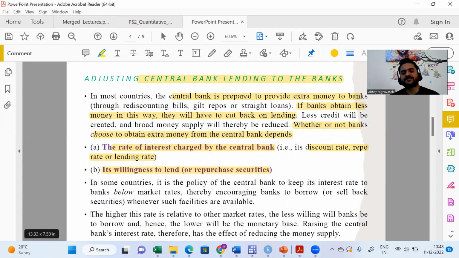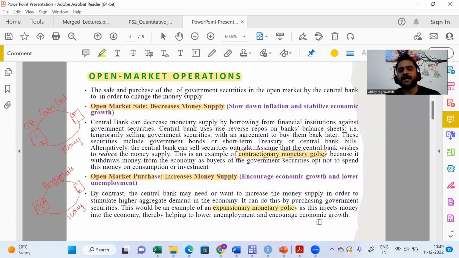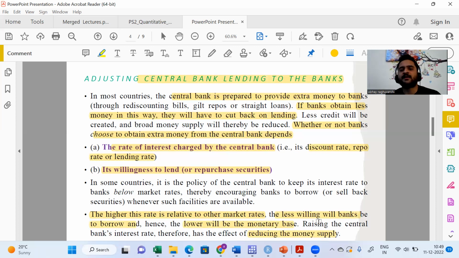Okay. So the higher this rate is relative to the market rate, the less willing banks will be to borrow. Let's suppose the banks can borrow in the market at 6%, but can borrow from the central bank at, let's say, 6.5%, right? Since they will be less willing to borrow from the central bank, that would lower the monetary base, and that would lower the money supply in the economy, right? So this is the second tool. One we had understood as the open market operation, buying and selling, and then we have understood how the central bank can regulate lending to the banks, through what is called the repo rate, the lending rate, or the discount rate.